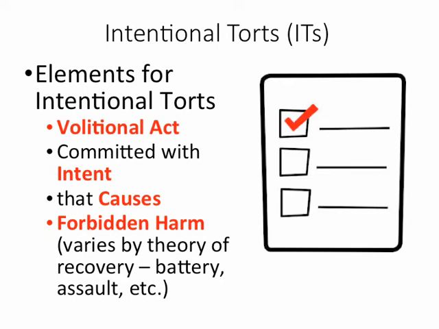Now, the elements for intentional torts include four concepts. You've already seen in one of your videos that there must be a volitional act, and because that's well explained in the video, I won't go into any more detail here. That act must be committed with intent, and in a moment we'll talk a little bit more about that. The act must also cause a forbidden harm. A little bit later we'll discuss the tests for determining causation, and then when we start specifically analyzing individual intentional torts, we'll look at the types of forbidden harm that are unique to each.